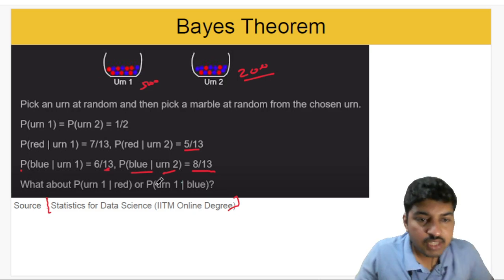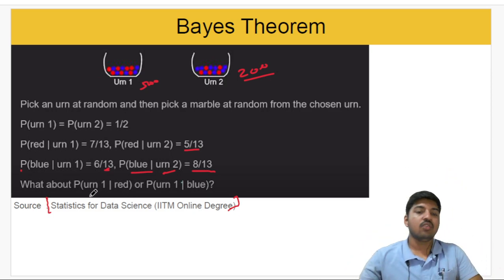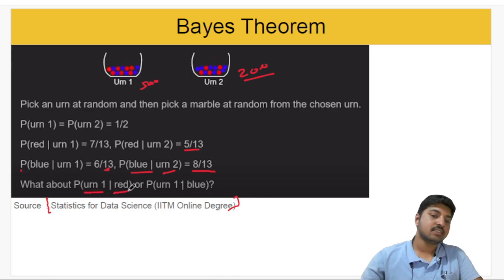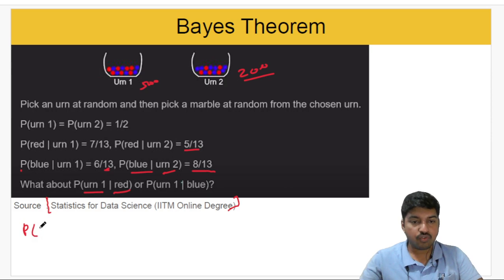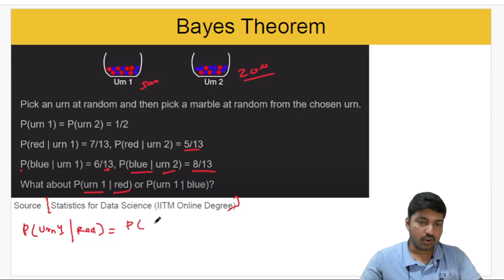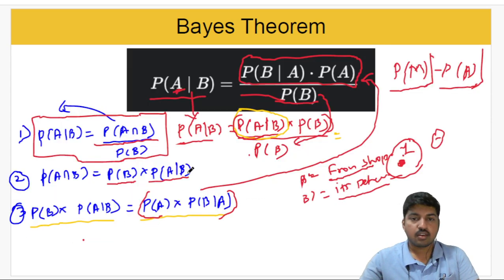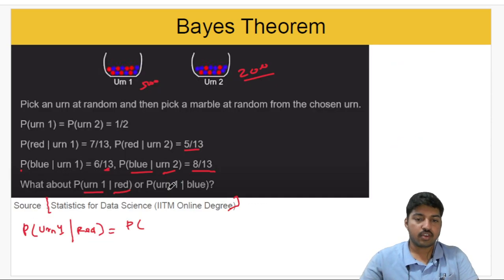Okay. So what is the probability of urn 1 given that a red marble has come? So we will apply our formula. You have noted it down. Better you write it like I am writing here. Probability of urn 1 given that it is red is equal to, what is our formula? I also forgot, P(B given A) into probability of B.